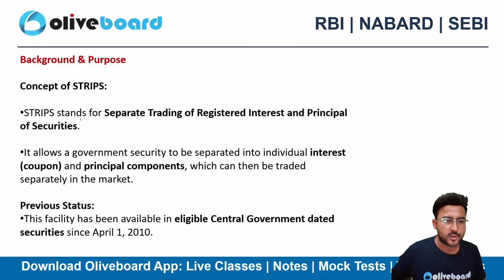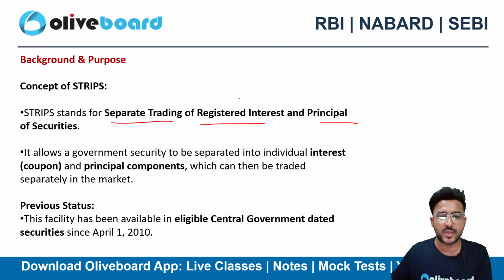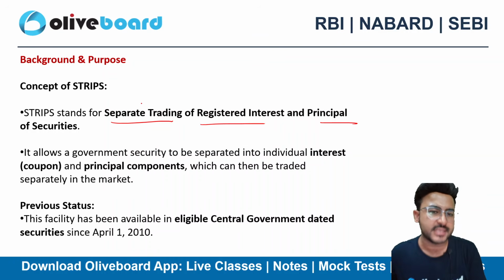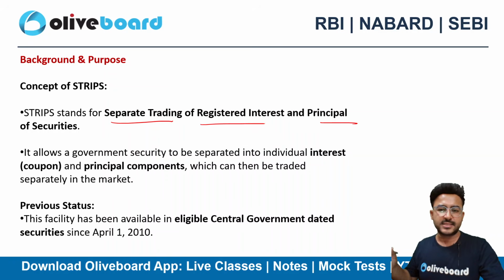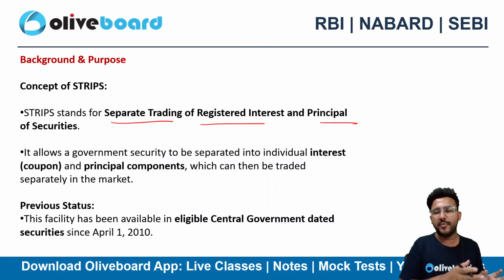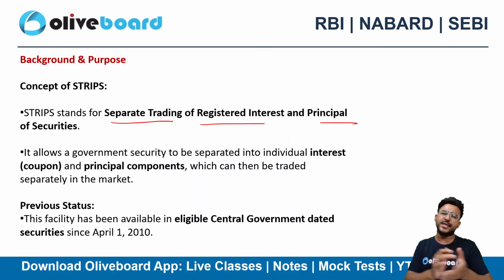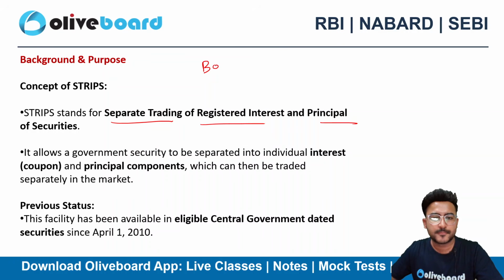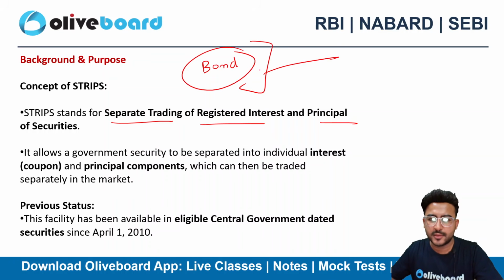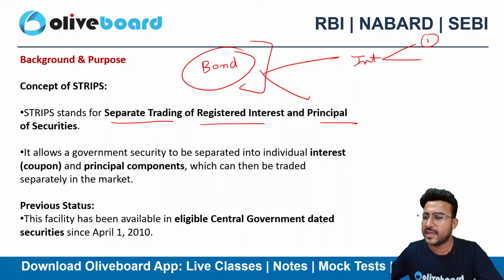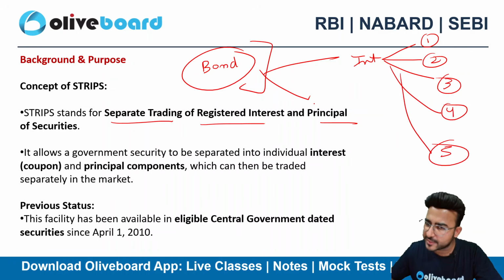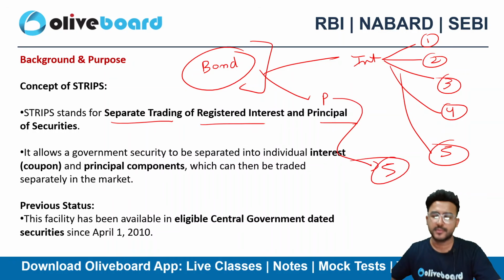So I have already explained you the concept of stripping. Stripping is nothing but separating the trading of registered interest and principal. So I'm just breaking this bond and I'm making strips out of it, right? Different interest components and different principal component. In interest component also I have a variety of it: 1 year, 2 year, 3 year. These are separate securities. Think of a bond. I'm just breaking this bond into multiple bonds. If I talk about interest, then year 1 will be 1 year bond, year 2 will be 2 year bond, year 3 will be 3 year bond, year 4 will be 4th year bond, year 5th will be 5th year bond. If I talk about principal, again it will be a 5th year bond, right?